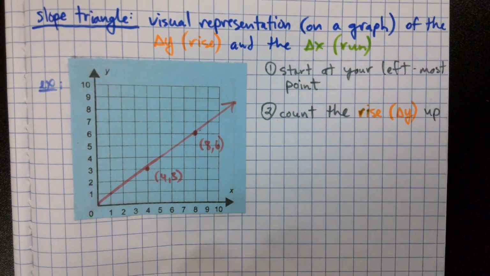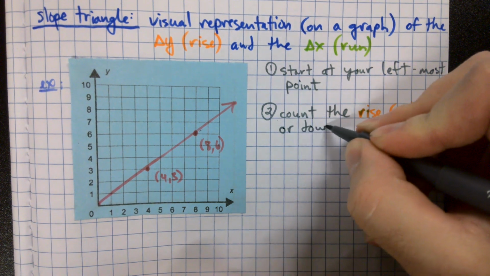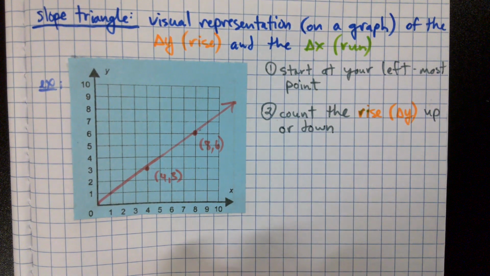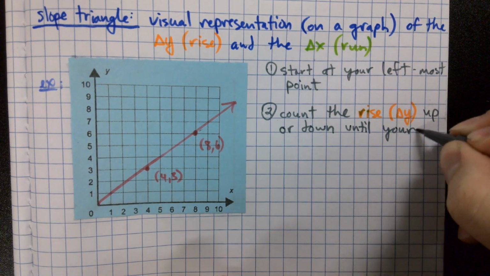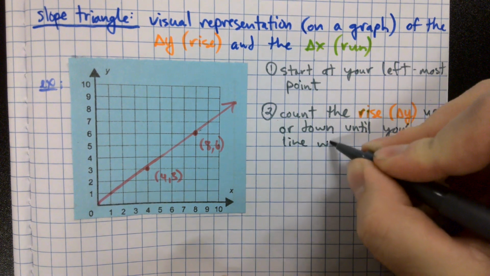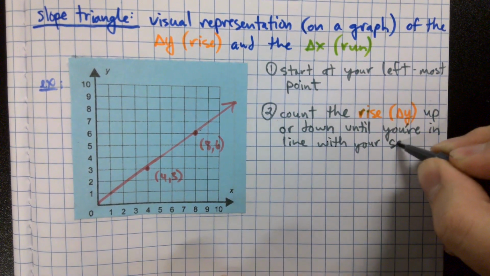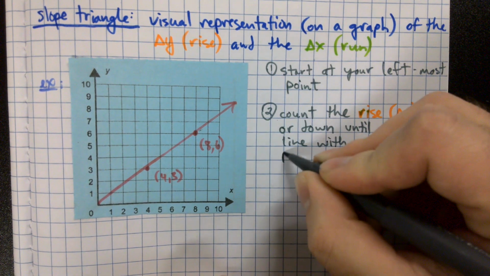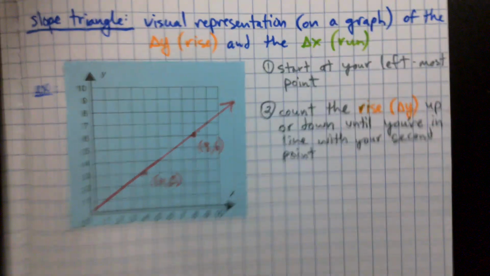Because we're rising, that's our change in y. We're either going to go up or down until you're in line with your second point. I'm going to zoom in so you can see a little better.